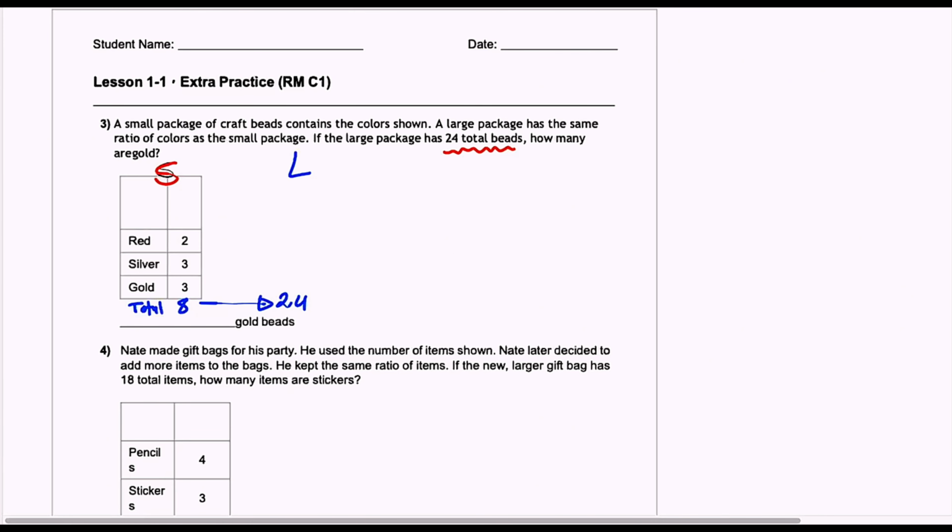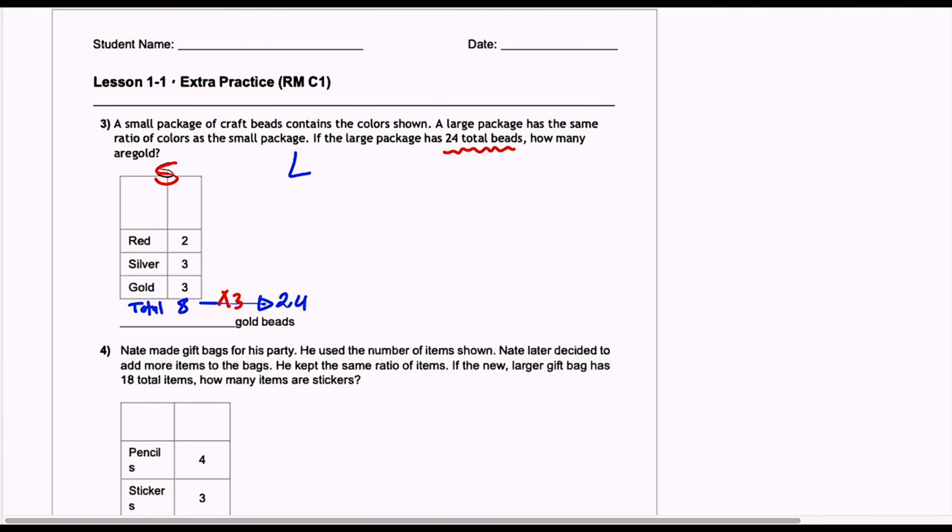Now you need to think about the scaling factor that you need to scale forward from 8 to 24. Which number do you need to multiply 8 by to get 24? Yes, you need to multiply by 3. So you have to go to each color and multiply by the scaling factor 3.